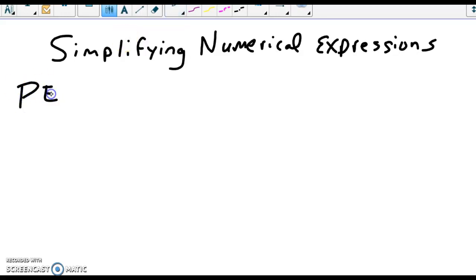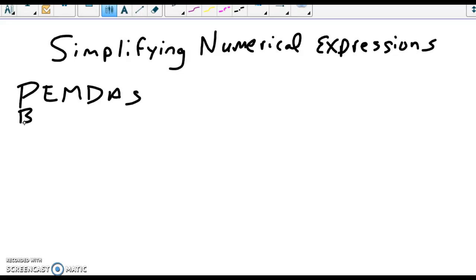PEMDAS. We remember that the P stands for parentheses, also brackets, and E for exponents, which you guys are going to get into in middle school. Multiplication for M, D is division, A is addition, and S is subtraction. So we have to go in the order of PEMDAS when solving numerical expressions.